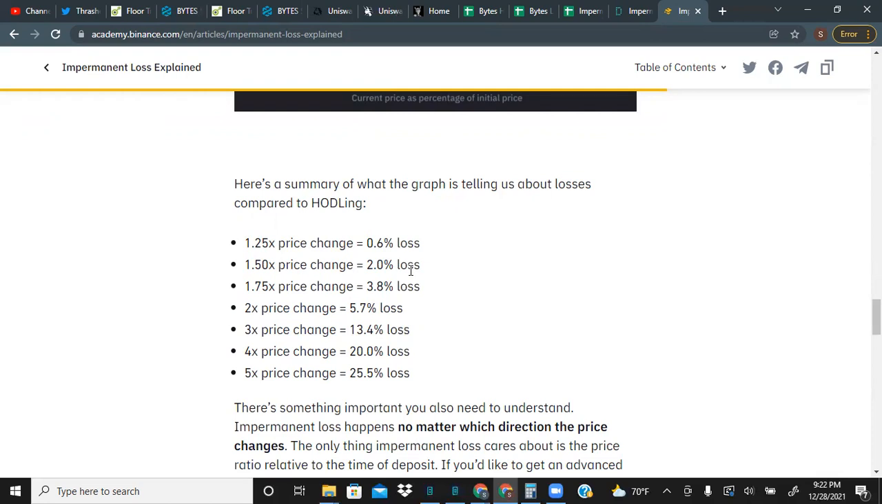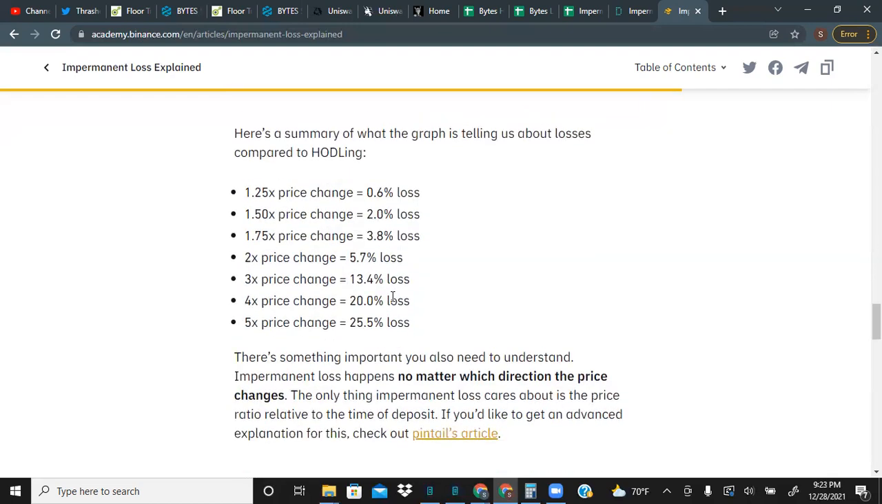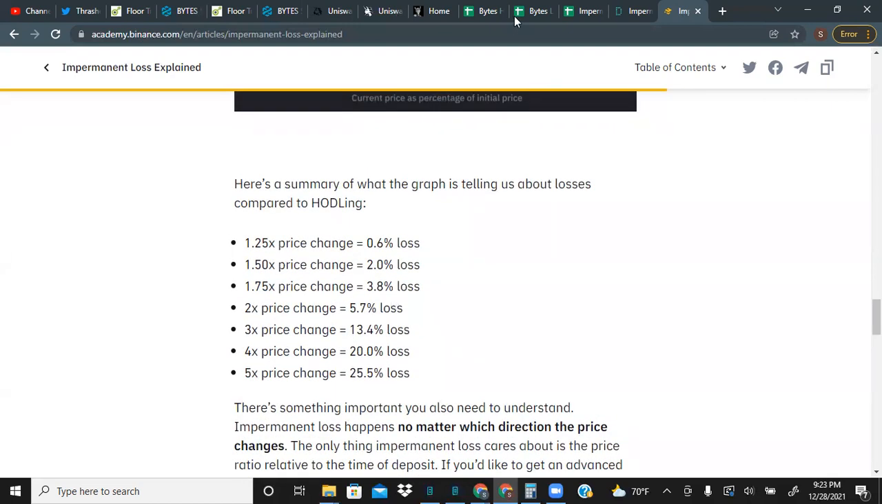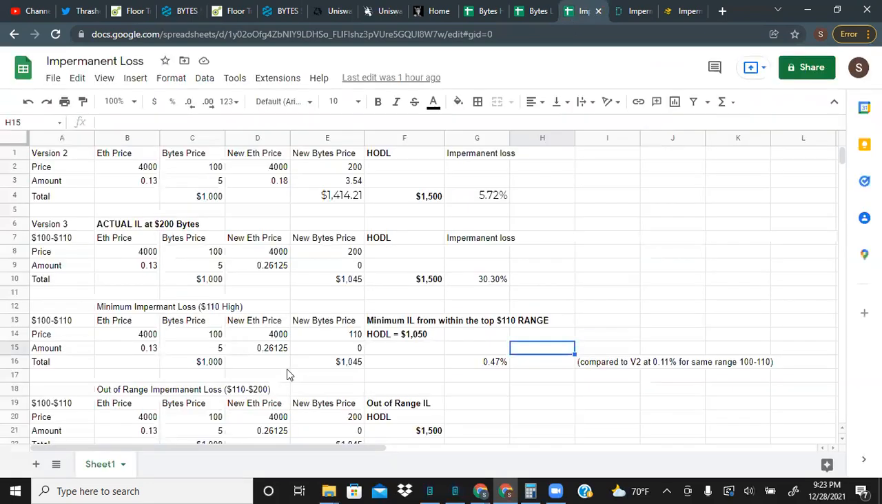Another thing you need to know about impermanent loss is it's just a calculation of the assets that you are pooling versus what would have happened if you just held on to those assets. So pretty simple. And I went ahead and made a chart to compare Uniswap version 3 versus Uniswap version 2. Let's just start by going over that.